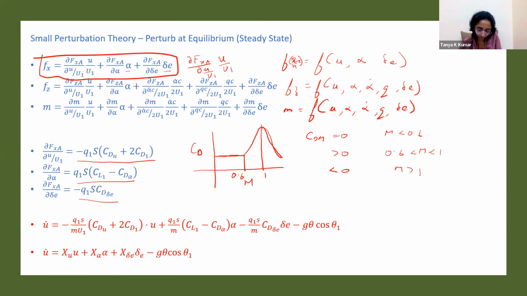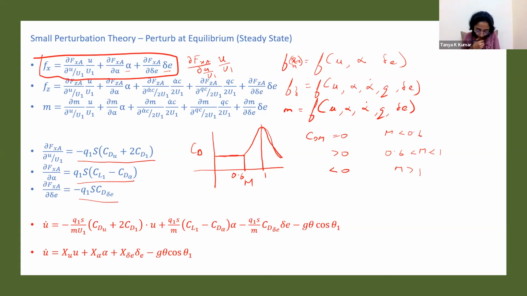CD1, what is CD1? CD1 is measured at the steady state. It is the drag coefficient at steady state. CL1, similarly, is the lift coefficient at steady state. CD alpha is the rate of change of the coefficient, dou CD by dou alpha. Okay, that is CD alpha. CD delta E, those are those terms.